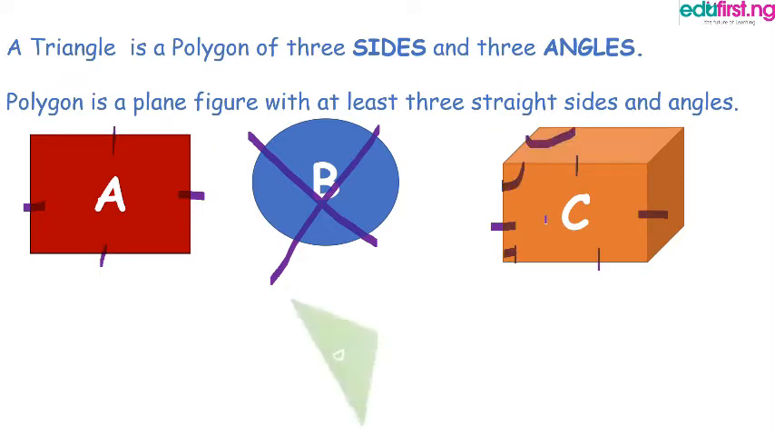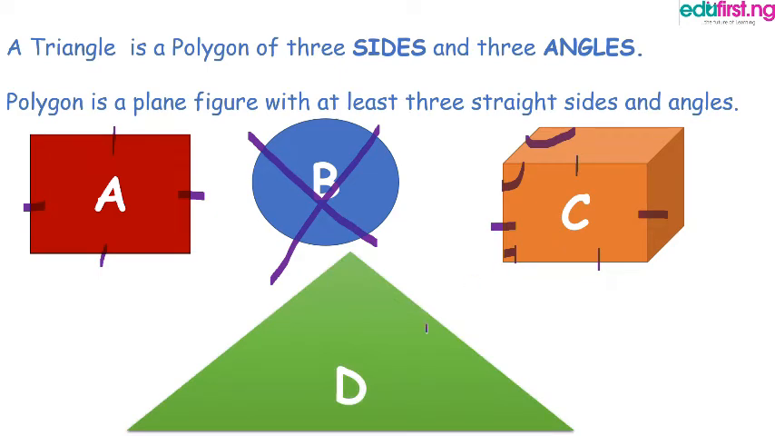How about figure D? Figure D is also a polygon because it has 3 straight sides and 3 angles. So any plane figure with 3 or more straight sides or 3 or more angles is known as a polygon. And if the sides are just 3, then we call them what? Triangle. So figure D is a triangular polygon.